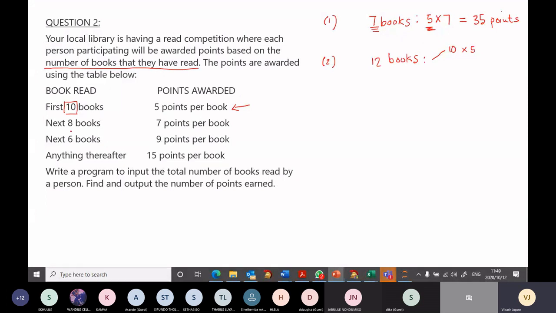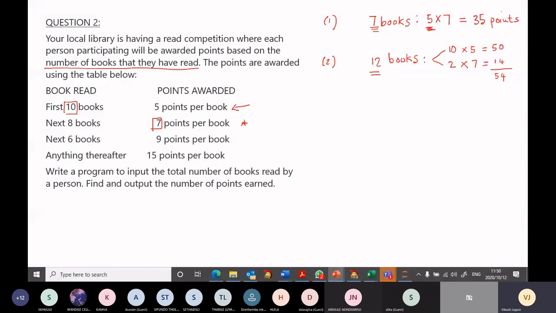And then the next 8 books, you get 7 points. But this person only read 12 books. So 2 books fall into this next 8 category. So you got 2 books, and the number of points they're going to get there is going to be 7 points. So here the person is 10 times 5 is 50, and 2 times 7 is 14. The total number of points is 54 if they read 12 books.